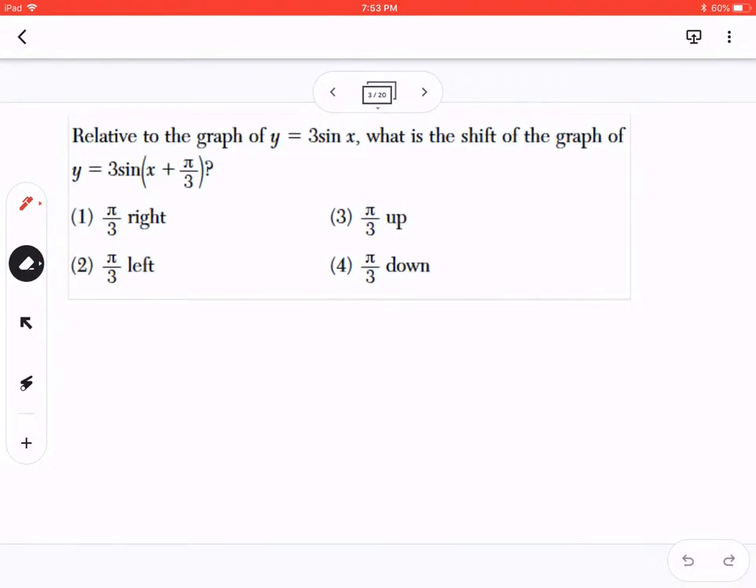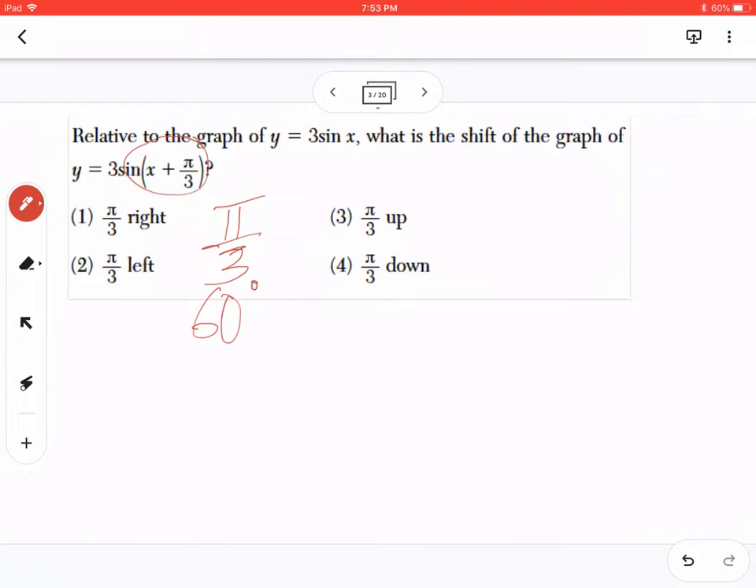In question 3, we're asked, relative to the graph of y equals 3 times the sine of x, which would have the sine function with an amplitude of 3, what is the shift of the graph of y equals 3 sine of x plus pi over 3 units? And remembering how pi over 3 units is the same as 60 degrees.